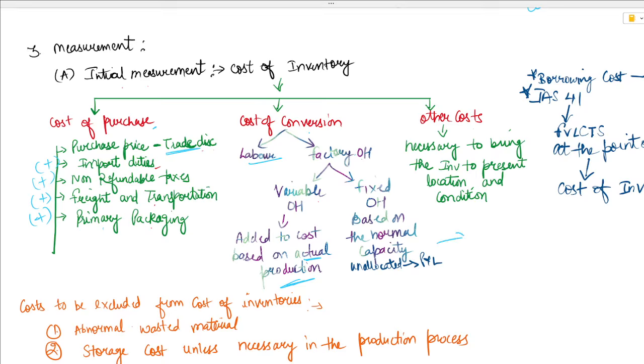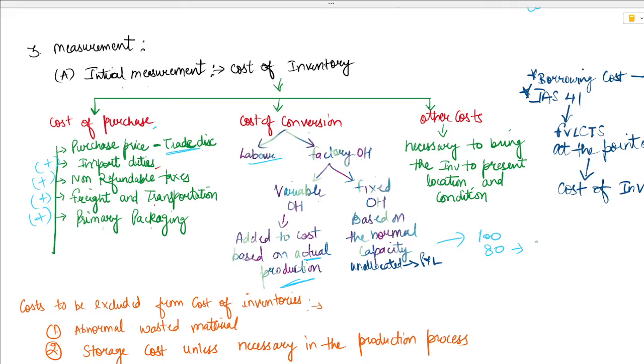Normal capacity means, suppose in a year you can produce 100 units, but that is the normal capacity considering all the scenarios. But due to any particular reason, say an abnormal reason, you are only able to produce 80 units. Then variable cost, you will calculate per unit on the basis of 80 only and put it, right? But for fixed overhead per unit, you have to calculate on the basis of 100.